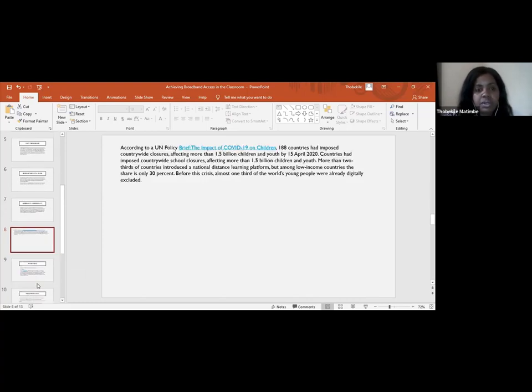According to the United Nations policy brief on the impact of COVID-19 on children, 188 countries had imposed countrywide school closures, affecting more than 1.5 billion children and youth by 15 April 2020. More than two-thirds of countries introduced a national distance learning platform, but among low-income countries, the share is only 30%. Before the crisis, almost one-third of the world's young people were already digitally excluded.